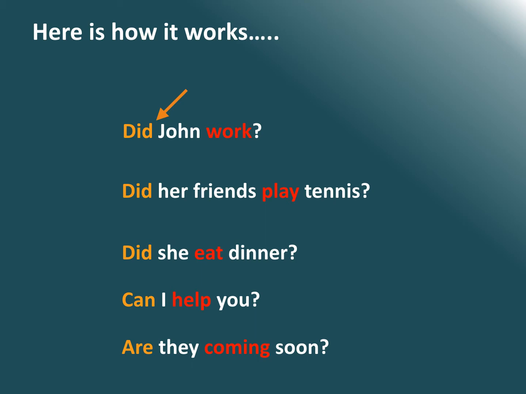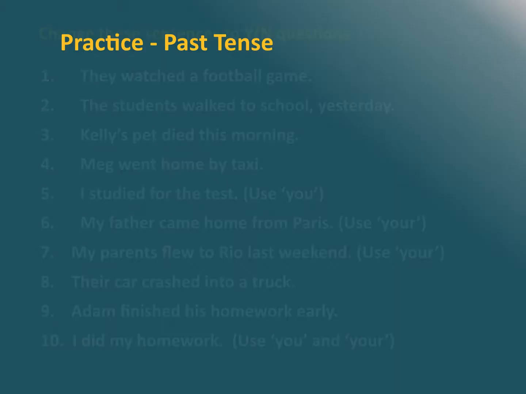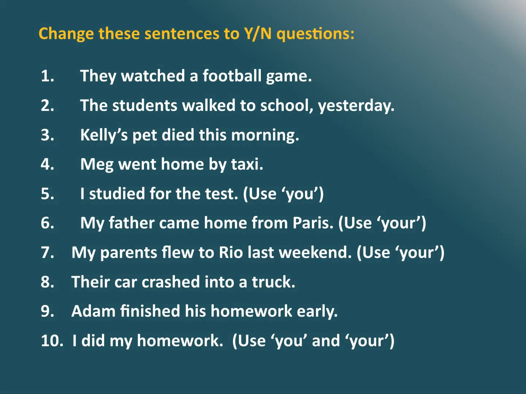Okay, now it's time to practice what we have studied. Here are 10 sentences. They are all in the past tense, but they don't have a be verb or helping verbs. Change them into yes-no questions. If you look at numbers 5, 6, 7, and 10, you will see that you need to use you or your to make it natural.